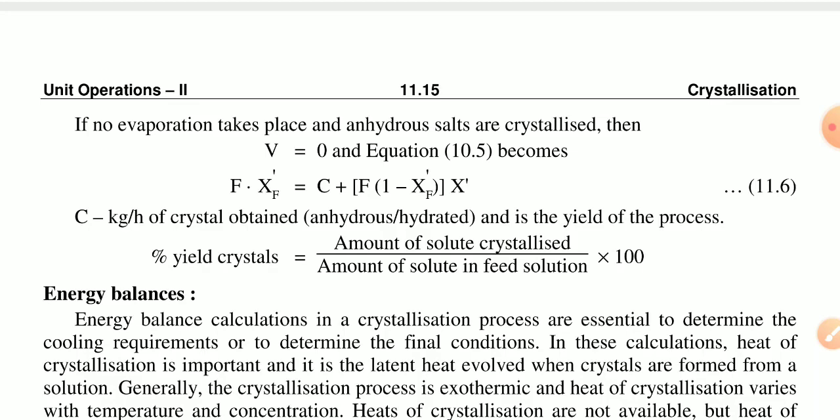Here, capital C is the kg per hour of crystals obtained, anhydrous or hydrated. The percentage yield of the crystals is equal to the amount of solute crystallized divided by the amount of solute in the feed solution, multiplied by 100.